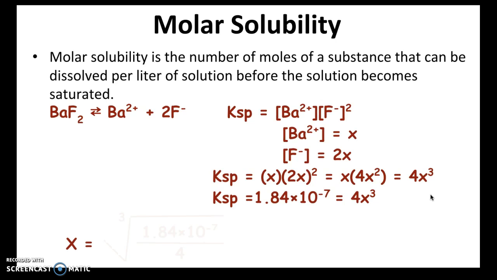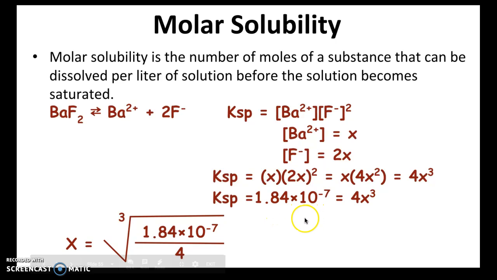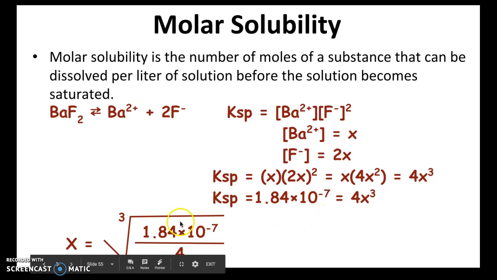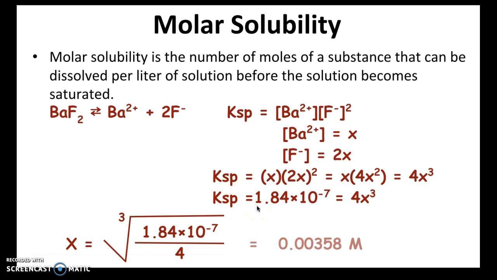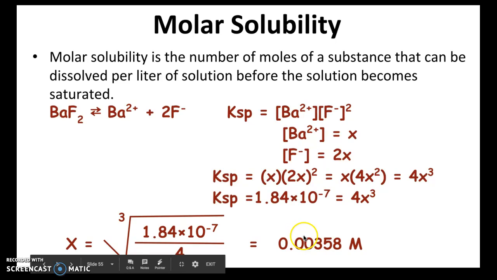So how do we get x? We would utilize reverse order of operations, since we're trying to isolate our unknown. We start by dividing both sides by 4. Then we take the cube root of what we get from that, and that's what our x is going to be. If you do that math out, you get x to be 0.00358 molar. So this value right here is the molar solubility for barium fluoride.